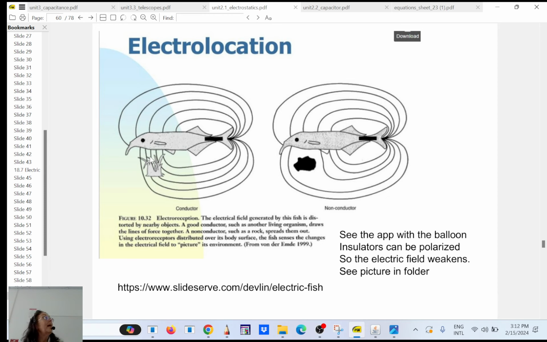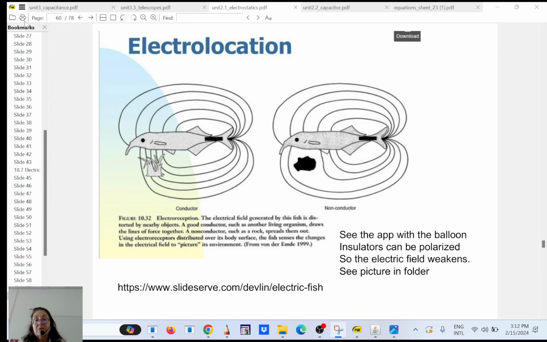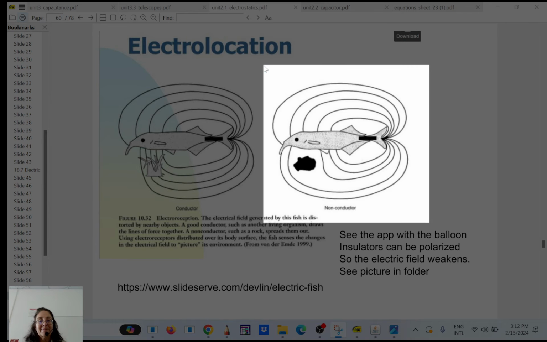it's a conductor. The electric field cannot go inside, okay, but it will be magnified. If you have non-conducting stuff here, like a stone or something that is not living, the electric field can go inside, but it's going to be polarized, so the electric field will be weakened. So it will be able to tell the difference. This you can eat, this you cannot eat. Got that?